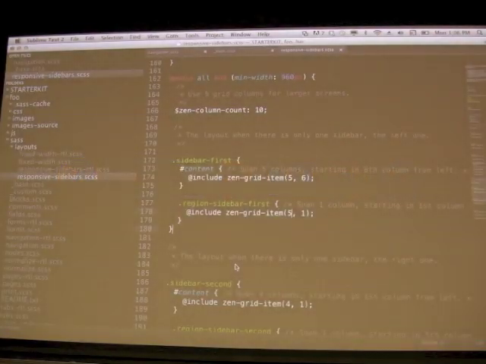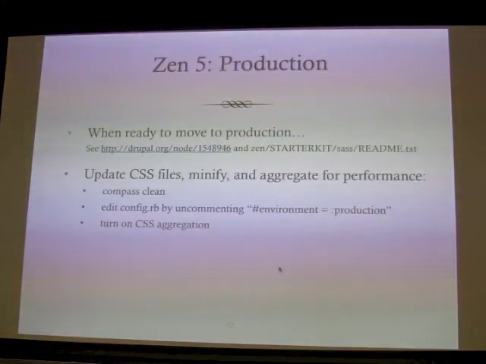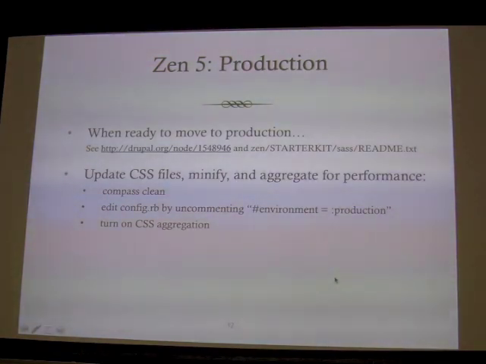All right, let's get to production. If you're ready to move to production, his Sass README talks about what you need to do, but essentially what you'll want to do is, one, Compass clean, just to make sure you start with a clean set of files. And you want to go into that config.rb configuration file, and you'll want to uncomment and set your environment to production, which again will minify your CSS. And then, of course, you want to turn on your CSS aggregation just through the normal Drupal setup.